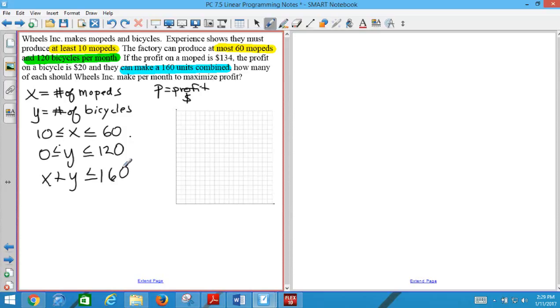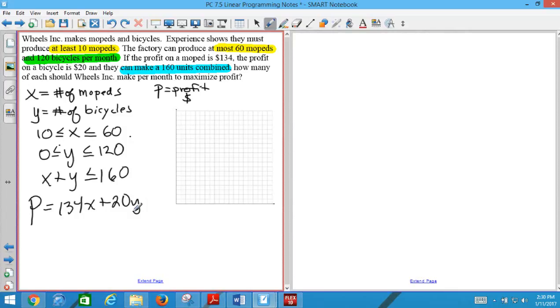Oh, I forgot to write my profit equation. I'll go back and do that though. Are there any other constraints? I think that's all the constraints. Yep. And then our profit equation. How do we make a profit? What up here has to do with money? 134x plus 20. That's all the money related numbers up there.